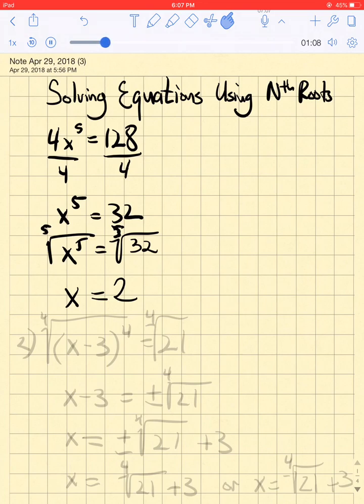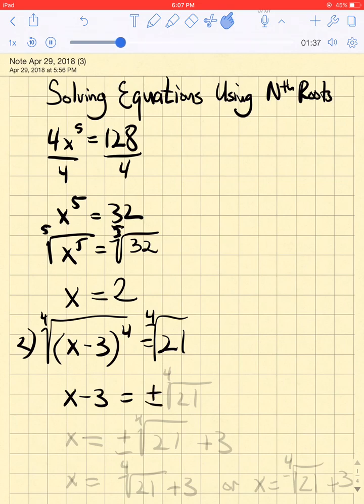Next one, what if we have, for example 2, x minus 3 raised to the fourth equals 21. Okay, well, right away, we're looking for x. We have to take the fourth root of both sides. So we do the fourth root of both sides. We have x minus 3 now on the left is equal to plus or minus the fourth root of 21. Now we can add 3 to both sides. We get x equals plus or minus the fourth root of 21 plus 3.